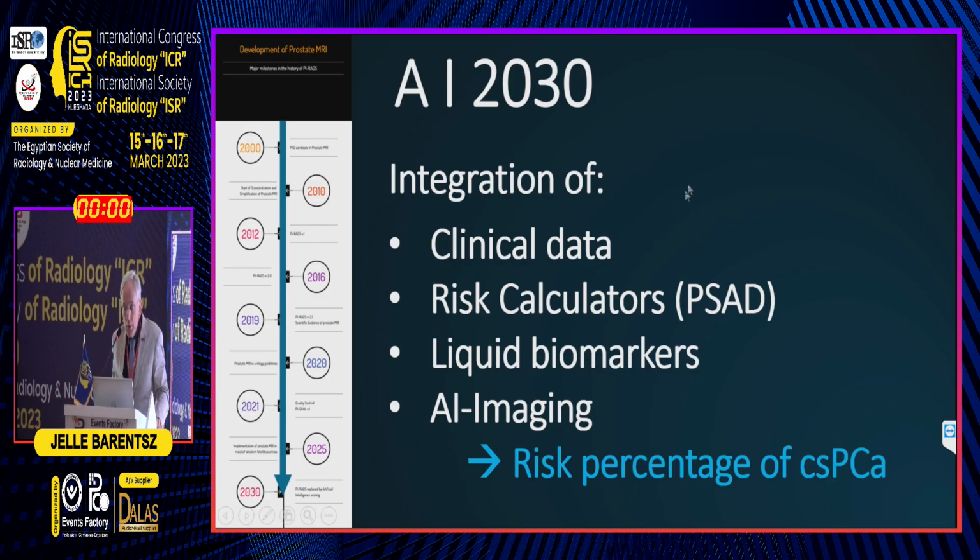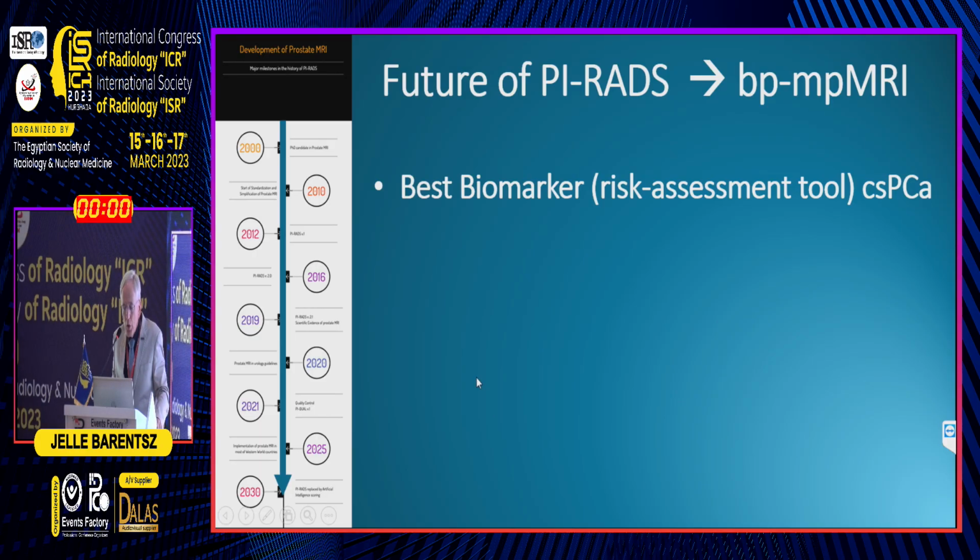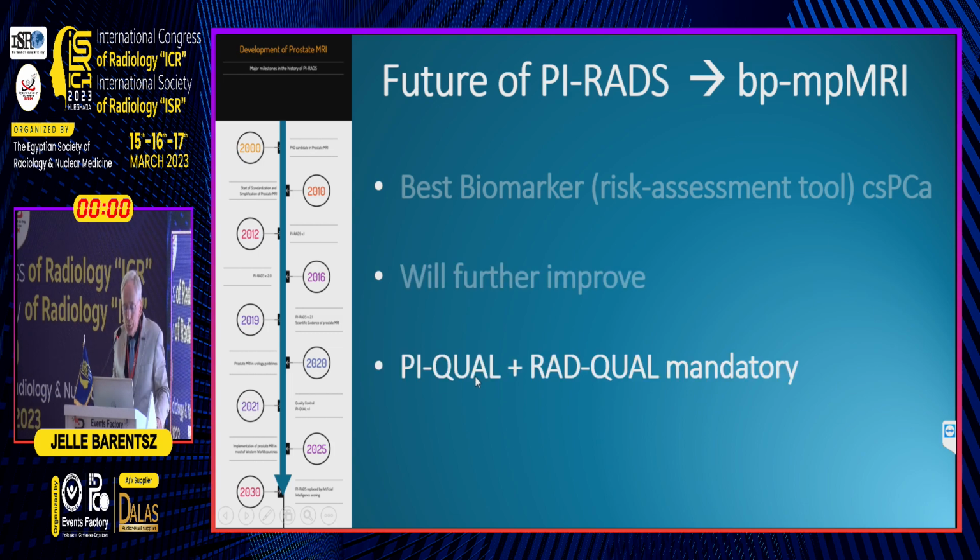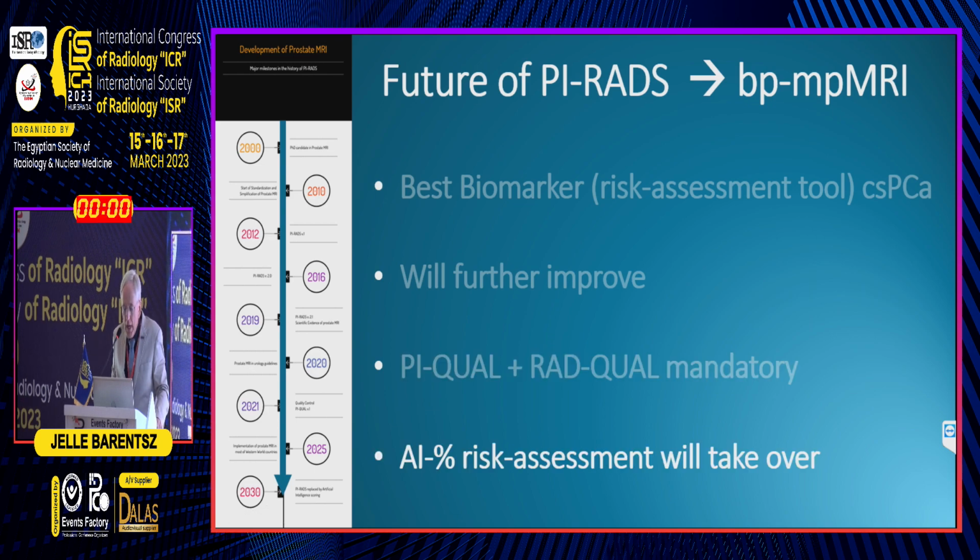So, in 2030, we will have the integration of clinical data, risk calculators, liquid biomarkers, and artificial imaging. And this, finally, with an AI technique, will develop the risk percentage of clinically significant prostate cancer. This, I think, will be the future in 2030, not forgetting the very important role of the radiologist in this pathway. MRI is the best biomarker for clinically significant cancer and will further improve. We need quality control, period. And percentage AI risk assessment will take over.